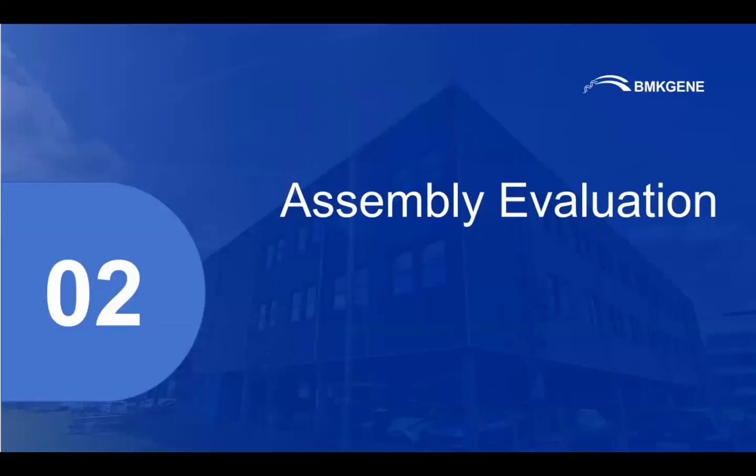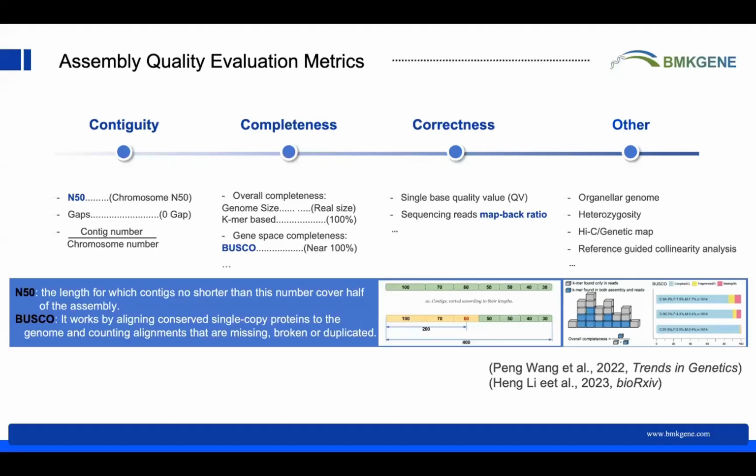Since we have talked about genome assembly quality, the next part is about how to evaluate whether an assembly is good or not. There are some indicators to describe the quality of the assemblies. The three most important are continuity, completeness, and correctness.